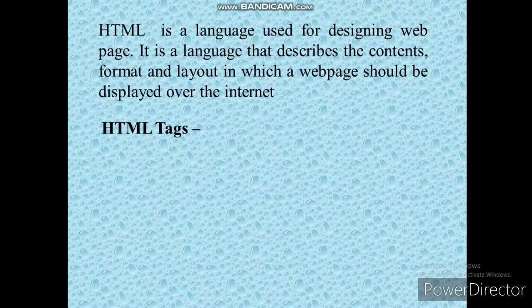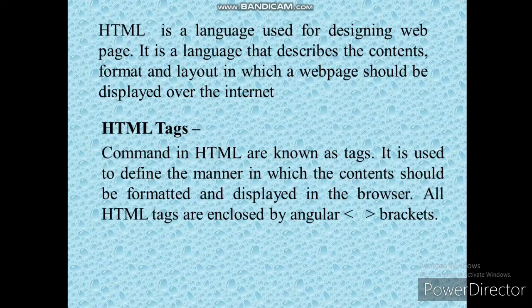HTML tag. What is HTML tag? Commands in HTML are known as tags. It is used to define the manner in which the content should be formatted and displayed in the browser. All HTML tags are enclosed by angular brackets. Understood? HTML tag is simply a command read by a browser that can do things like center, bold, italic, etc.